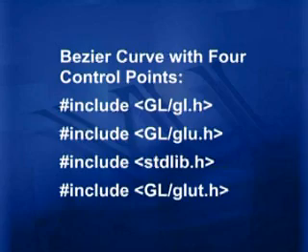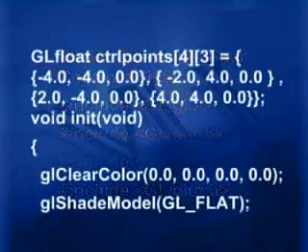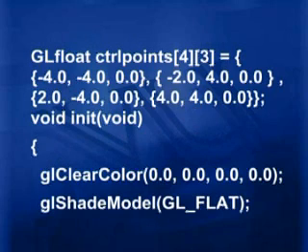We of course start with our typical includes, and then we define our control points array of the size 4 by 3 to hold these values. So the 4 control points with 3 coordinates for each of the points, x, y, and z, would be accommodated in this 4 by 3 array, followed by the definition of our init function, which starts of course with glClearColor with all zeros.